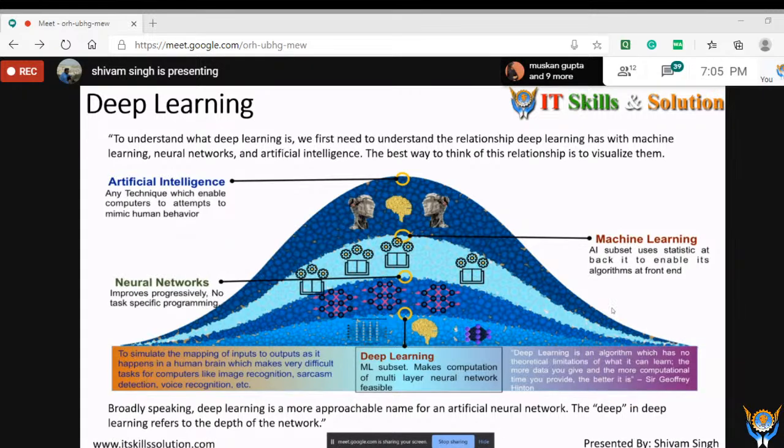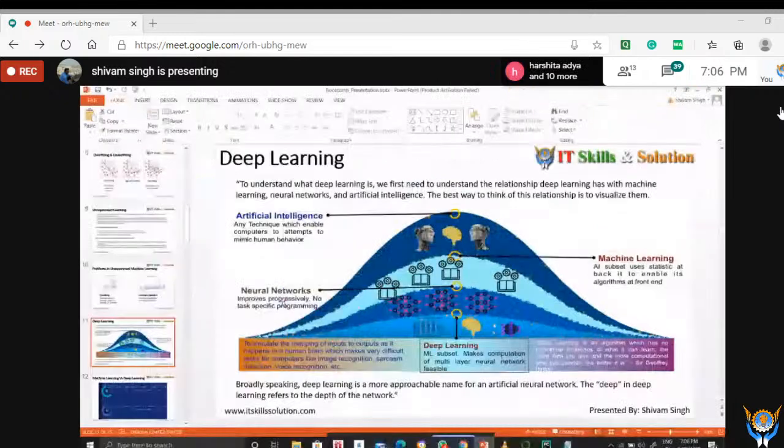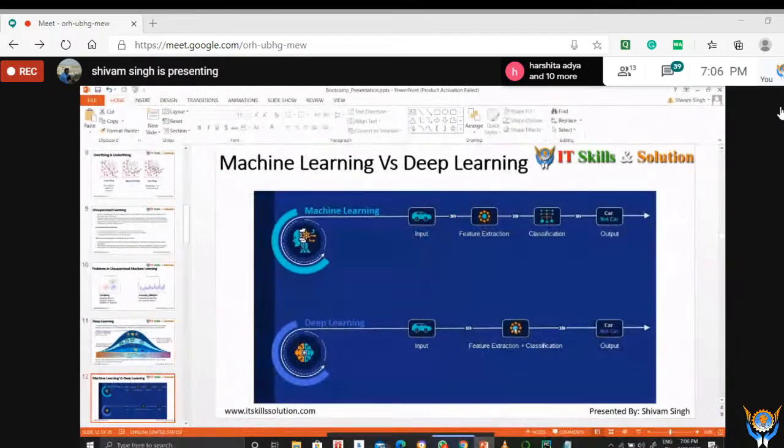Okay, so this is not our concern. Our main concern is that we already have knowledge of machine learning. We already know what machine learning is. So what is the need of deep learning, and what are the things which are enhanced or improved in deep learning? Okay, I will talk about this. Broadly, this is the main vision: feature extraction plus classification. Okay, so I will explain this.